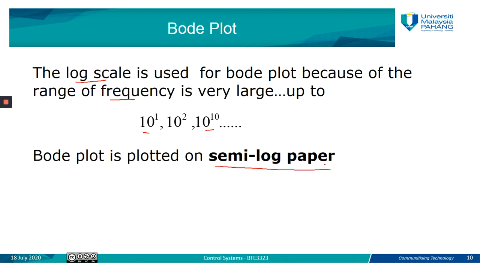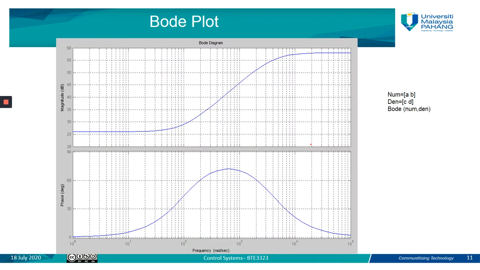This is a specific type of paper, which is divided by using the log values for the x-axis, and also linked to the value of the y-axis. This is how the semi-log paper looks like. So it's divided here by log values like 10 to the power of 0, which is 1, then 10 to the power of 1, 10 to the power of 2, which is 100, 10 to the power of 3, which is 1000, 10 to the power of 4, which is 10,000, 10 to the power of 5, which is 100,000, and so on. So this is how the semi-log paper looks like.